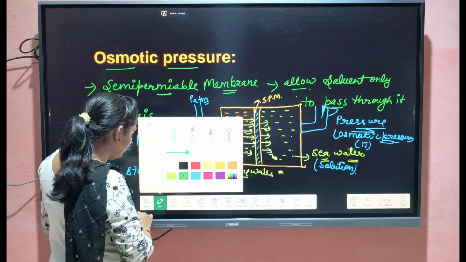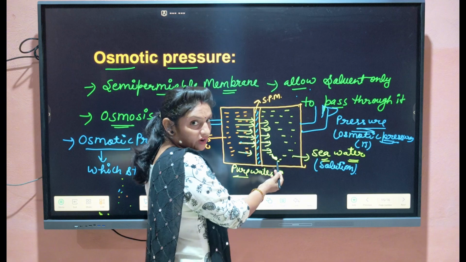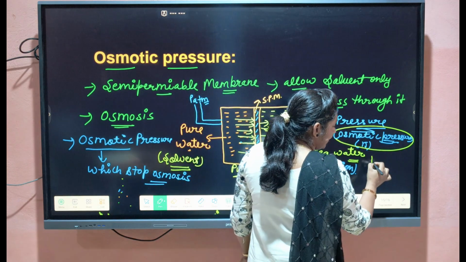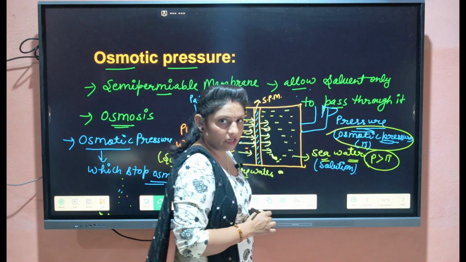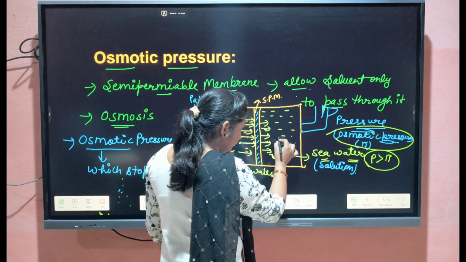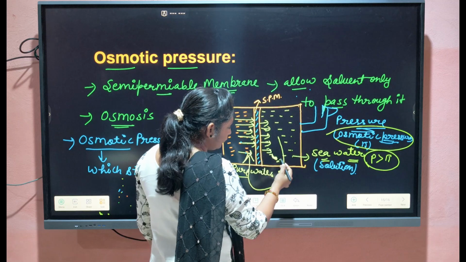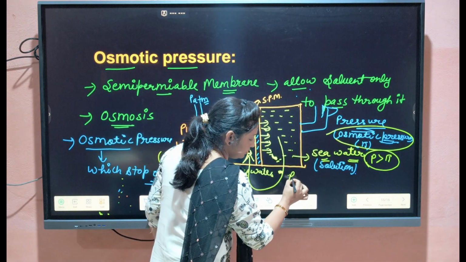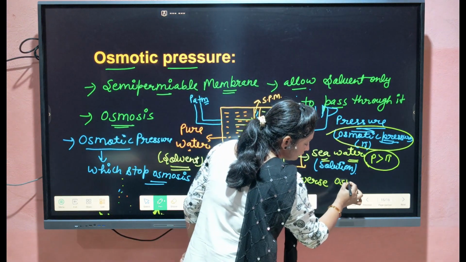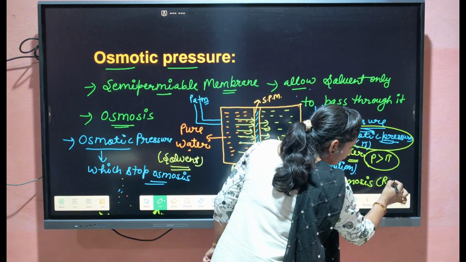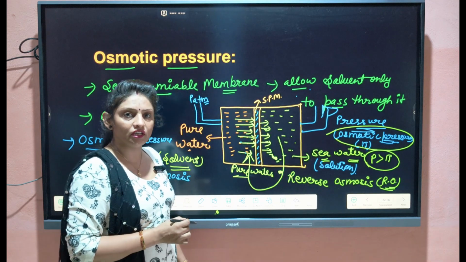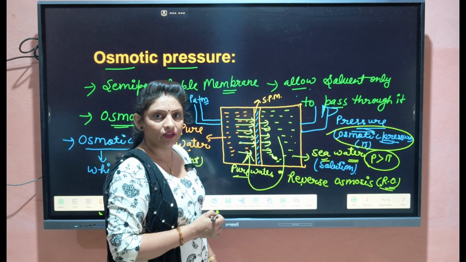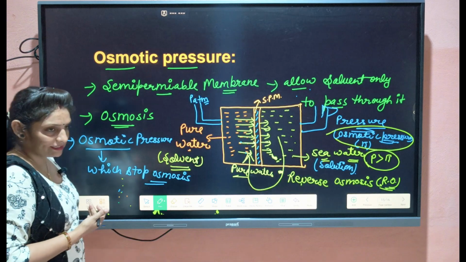And students, we can also purify this sea water. How can we purify? If this pressure is increased, if this pressure is more than the osmotic pressure, then what will happen here? The water will start to move from the solution to the solvent. And this is known as reverse osmosis. The RO you use at your home for purifying water, that is RO. It is based on the reverse osmosis process. Okay, so this is all about osmotic pressure.